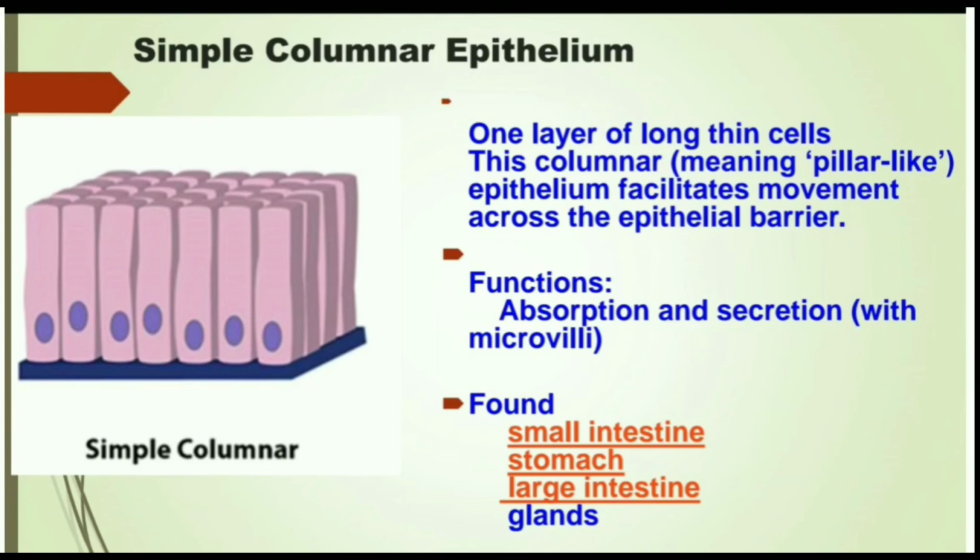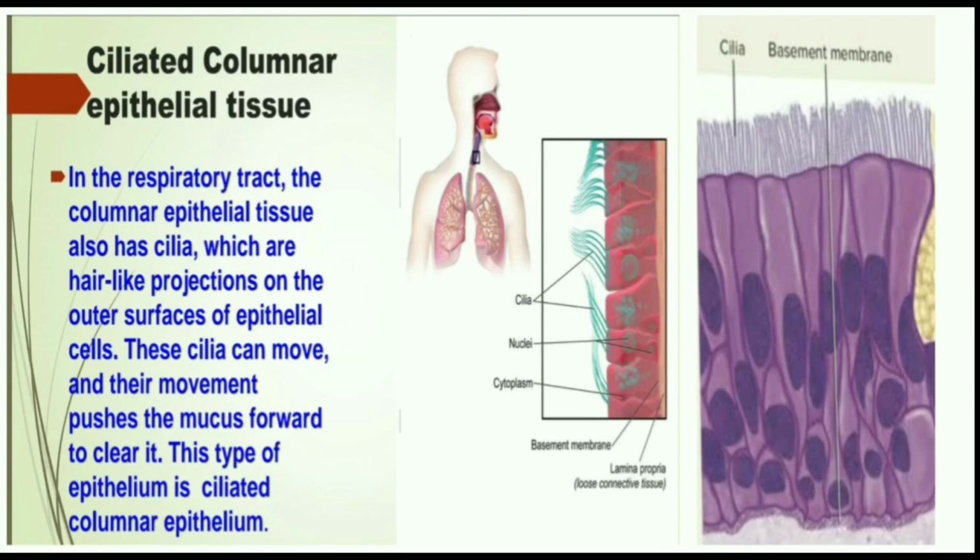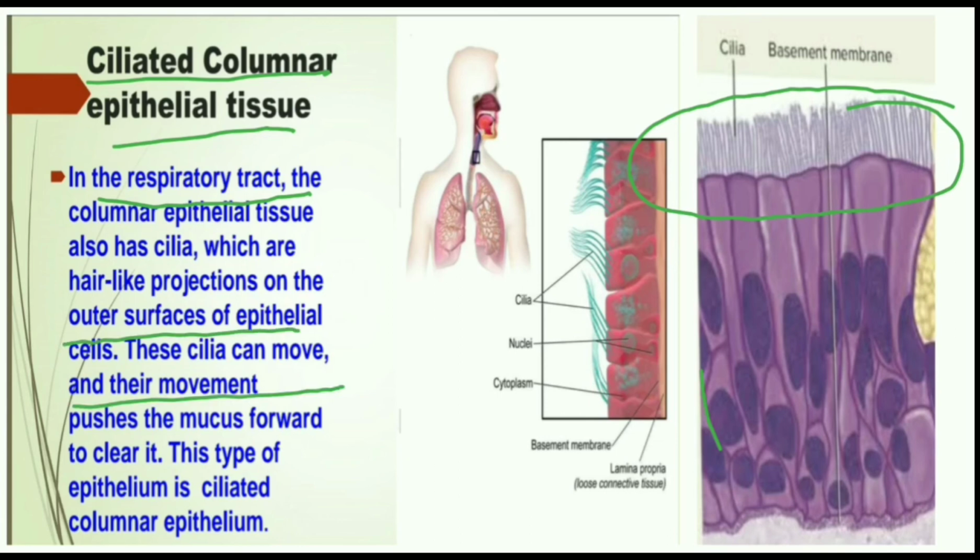The same type of columnar epithelium but possessing cilia is known as ciliated columnar tissue. Cilia are hair-like structures present on these pillar-like cells. They are present in our respiratory tract, where they perform a very particular function. They are just hair-like projections on the outer surface. When the cilia move, their movement pushes the mucus forward to clear the path.